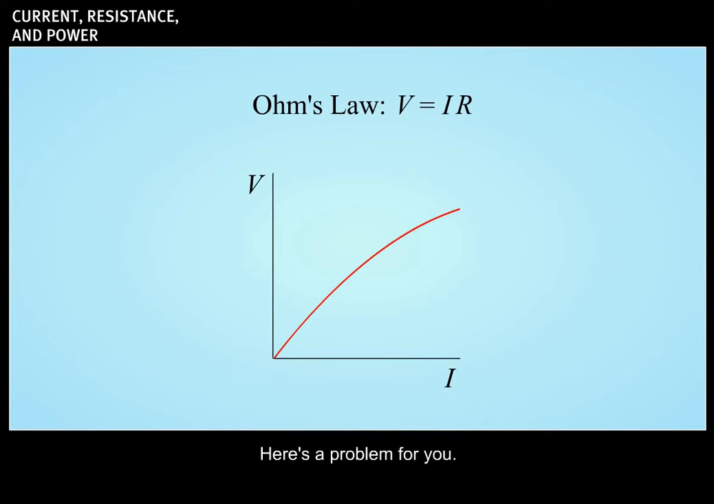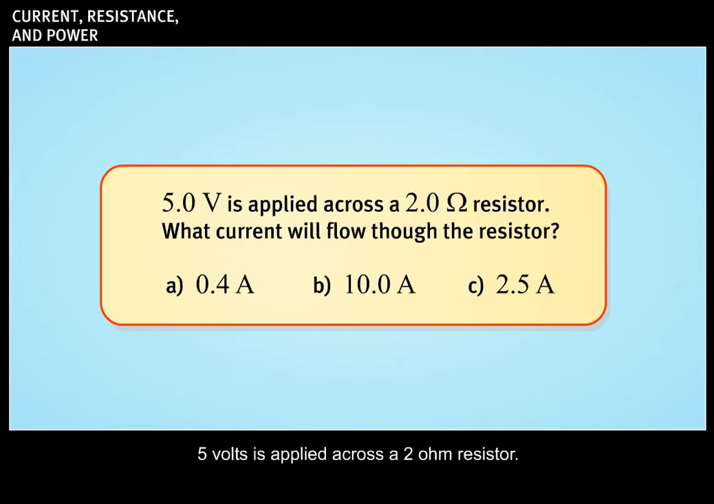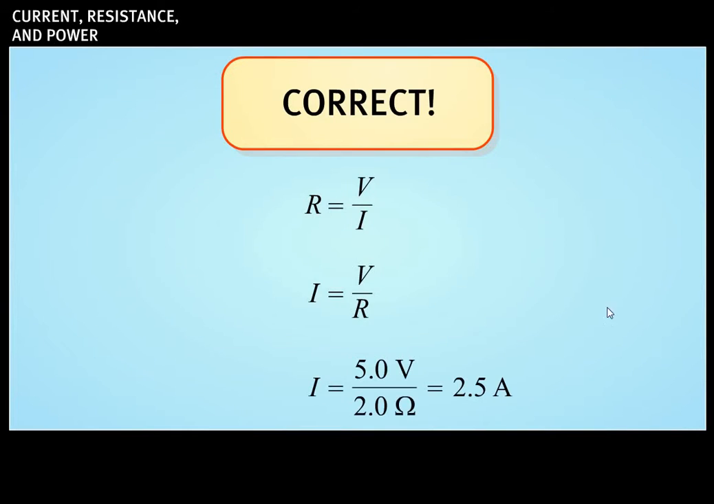Here's a problem for you. 5 volts is applied across a 2 ohm resistor. What current will flow through the resistor? Correct.